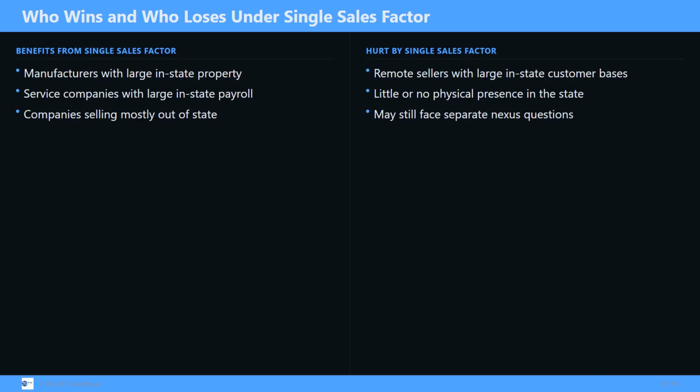That example shows exactly why the shift to single sales factor matters so much in practice. A company with heavy in-state facilities but mostly out-of-state customers sees its tax share of income drop sharply, which is a major benefit for manufacturers and service companies with large local operations. The flip side is that remote sellers with a large customer base in the state but little or no physical presence there can end up with a bigger share of income taxed, though those same companies may still have separate nexus questions to work through first.